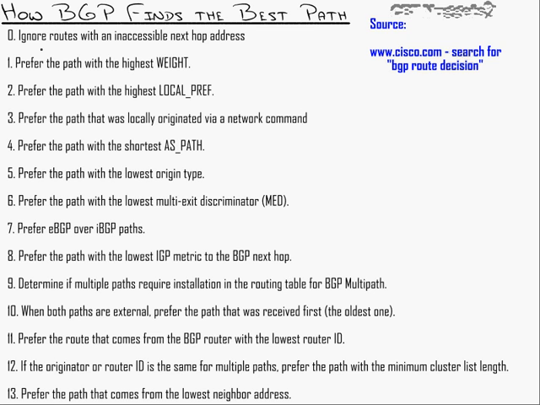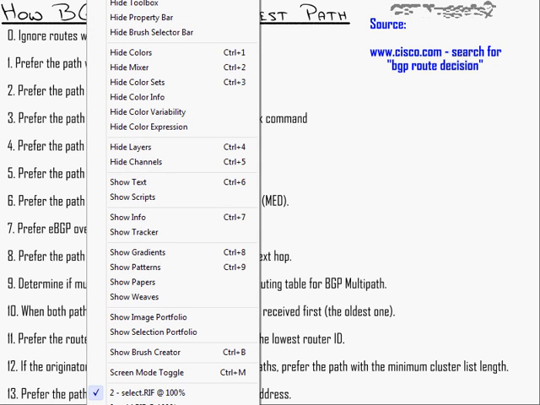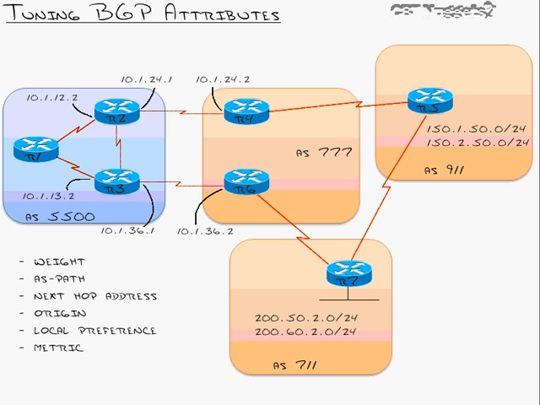The second one it prefers is preferring the path with the highest weight. Now we can get into what that means. The highest weight is an attribute that deals with the only Cisco proprietary attribute that exists in all BGP. The weight is something that you can set on the local router to prefer some routes over others.